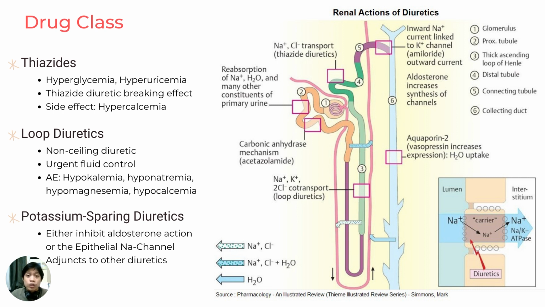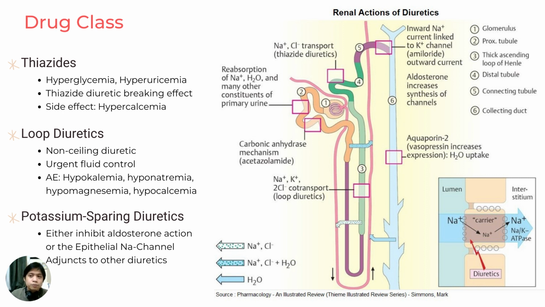Okay, so examples of those kinds of diuretics which block aldosterone would be spironolactone, okay, and another way of blocking the effects of aldosterone would be to block the sodium channel directly, and these are your epithelial sodium channel blockers, which are exemplified by amiloride and triamterene.